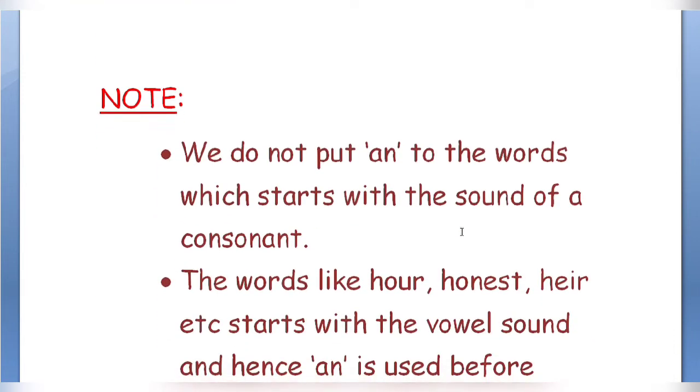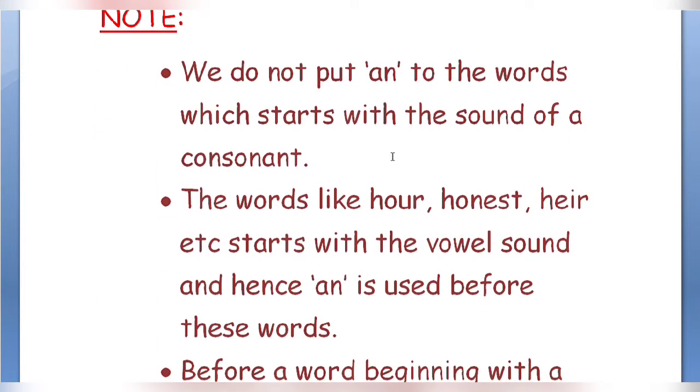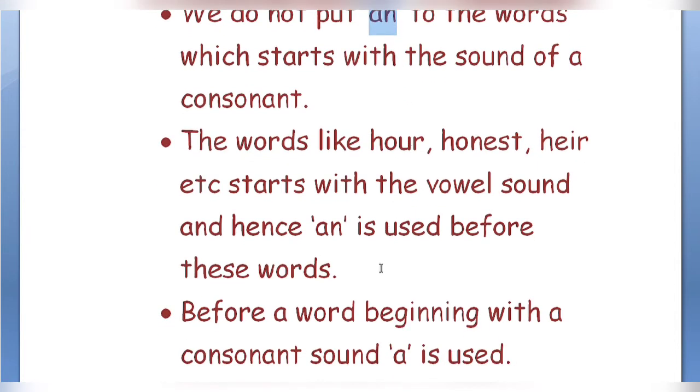Now, note: we do not put an before words which start with a consonant sound. If a word starts with a consonant sound, remember the indefinite article an should not be used. Next, words like hour, honest, heir, etc. start with a vowel sound, and hence an is used before these words.